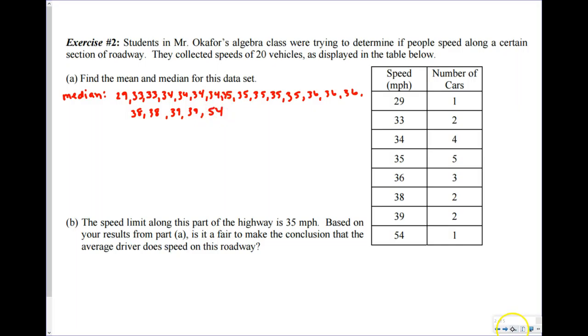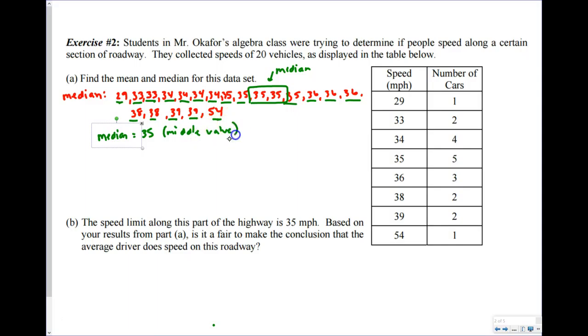So then to find the median, I just find that very middle value. I kind of work from the outside in by underlining. So there's 4, 4, 5, 5, 6, 6, 7, 7, 8, 8, 9, 9, and then here are the 2 in the middle. Because both of them are 35, that means that my median is 35. It's that middle value, okay?